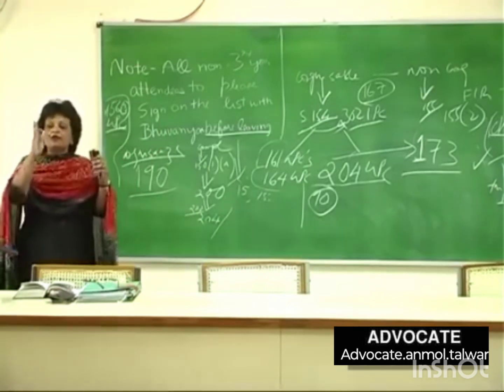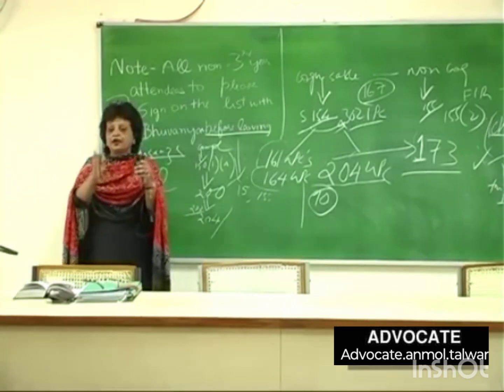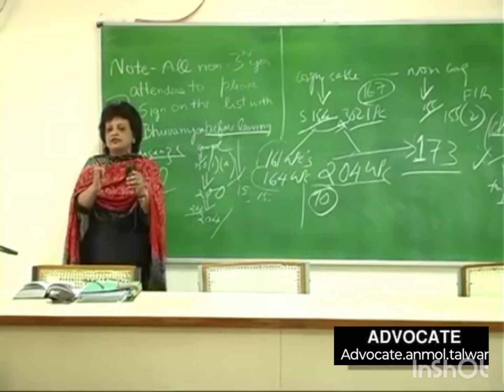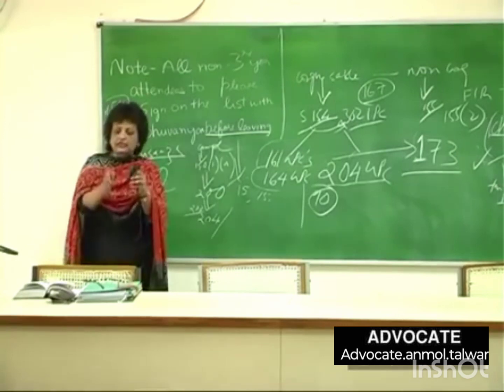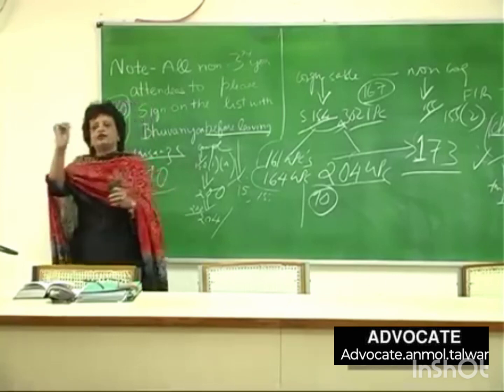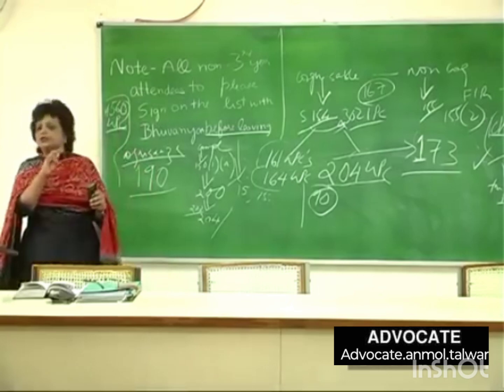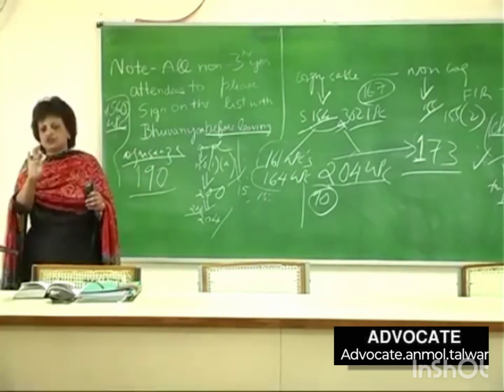So the sum and substance of 167 is, if the accused is in custody and the offense is punishable with life, death, or imprisonment up to 10 years, then you must file your charge sheet in 90 days. If the accused is on bail, there is no such time limit.